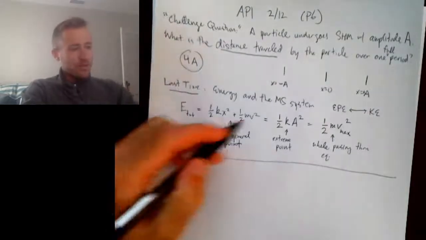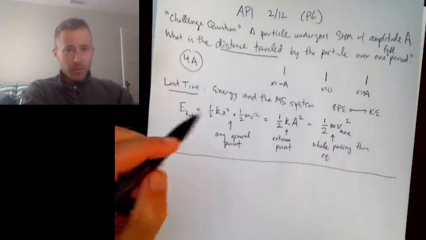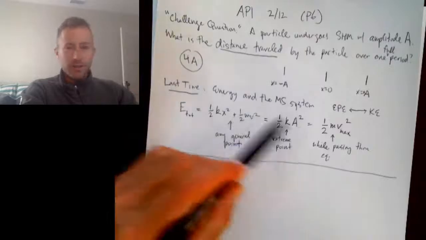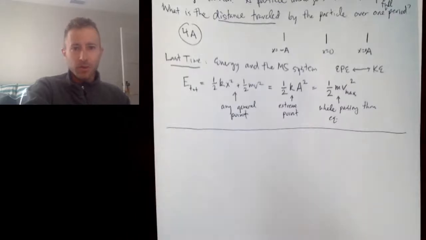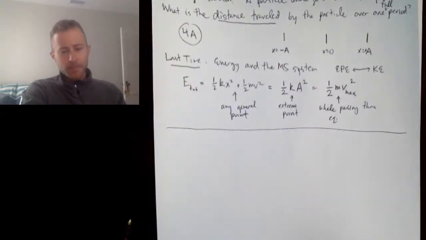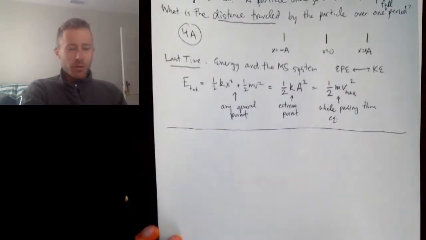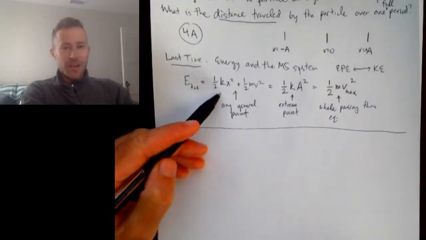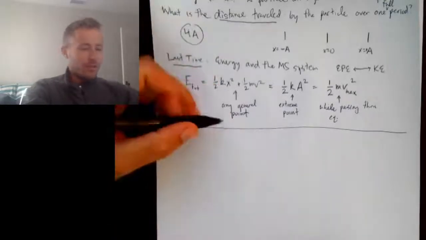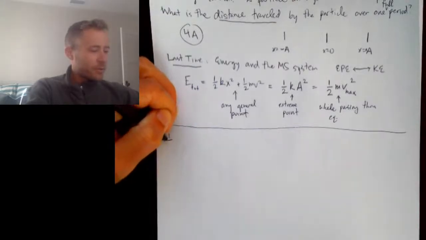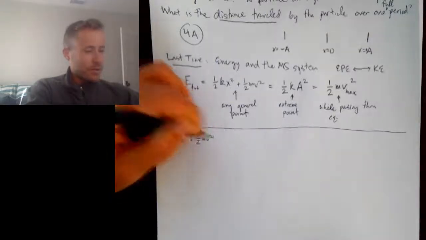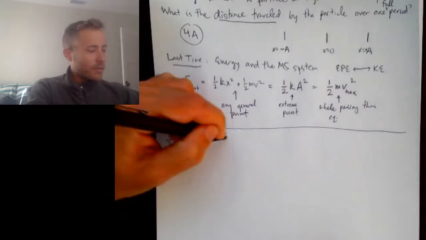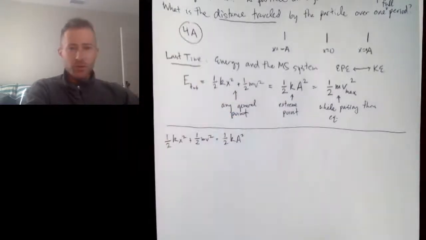Also, because the energy is constant for simple harmonic motion, we can set any two of these equal to each other. So that is basically what we're going to do today: develop some equations that come from conservation of energy. I'm going to start out with the most important one, which comes from setting the energy at a general point equal to the energy at the extreme point. If we do that, we get 1/2 kx squared plus 1/2 mv squared equals 1/2 kA squared. So let's play around with this equation.